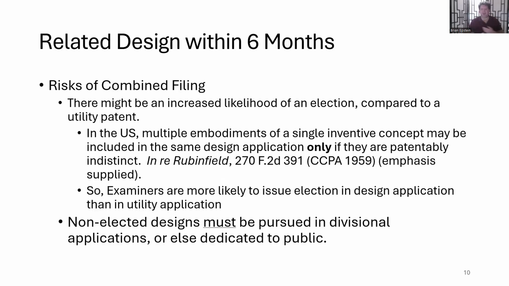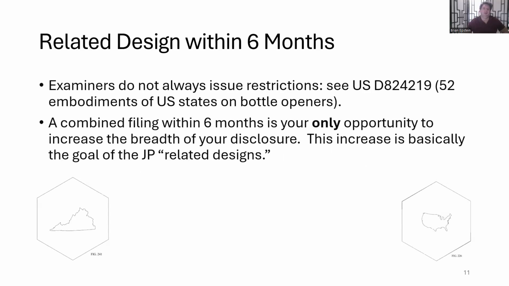And there's this additional complication that non-elected designs must be pursued in divisional applications or else they're dedicated to the public. So what might happen is that you will have to pay your US attorney for an election, and you will have to file this second design application because you don't want it to be dedicated to the public. And maybe you eventually decide that we didn't want to file it after all. It's a risk. But examiners do not always issue restrictions.